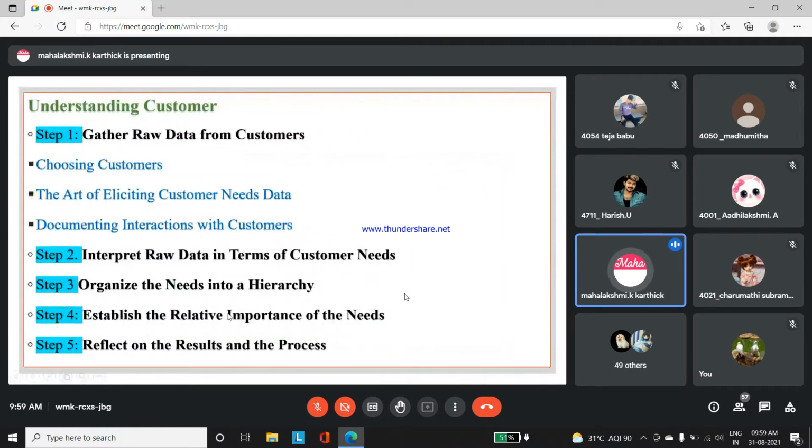What are the steps involved in understanding the customer? Step 1, gather raw data from customer. Choosing customer, the art of eliciting customer need data, documenting interaction with customer. At the end of this discussion of step 1, I'll show you a video where you have to understand what the customer really needs for a particular product, and how you are going to understand the customer.